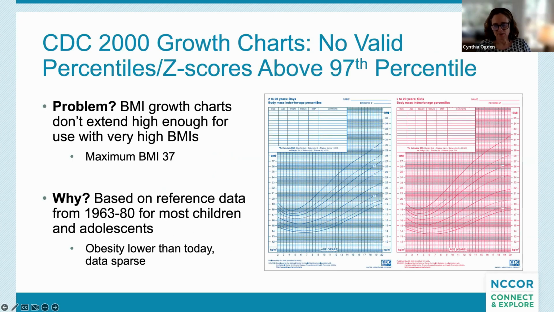So the problem in terms of the growth charts is that the 2000 CDC growth charts do not include valid percentiles or z-scores above the 97th percentile. The BMI charts don't extend high enough for use with very high BMIs, and the charts you can see here on the right have a maximum BMI of 37. So why is this? It's because the 2000 charts were based on data from 1963 through 1980 for most children and adolescents. During this time, there was a lower prevalence of obesity than today. So data were sparse and there wasn't enough data to estimate percentile curves above the 97th percentile.